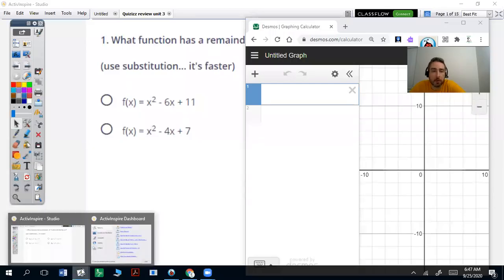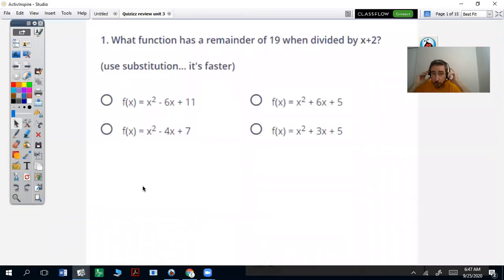We are going to be going over the Quizizz review for Unit 3, Math 3. So let's get right into it.